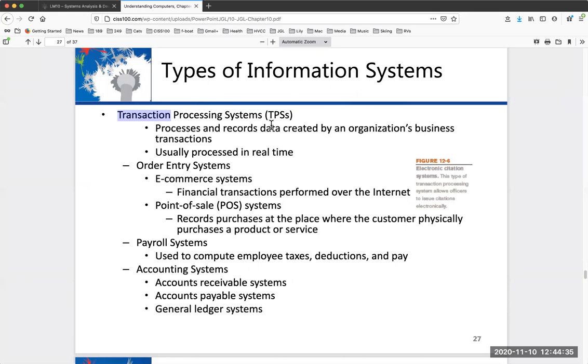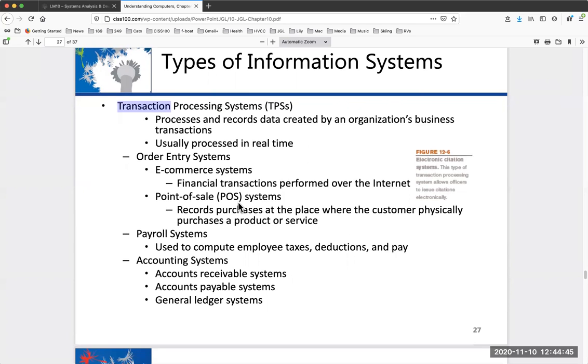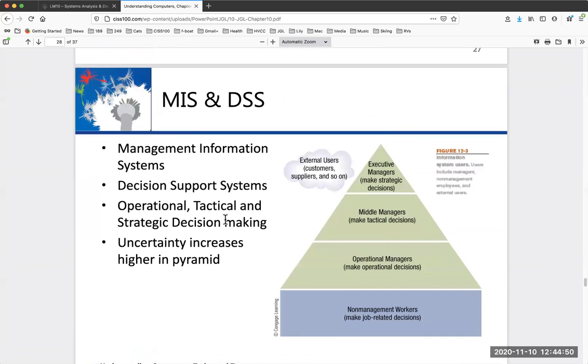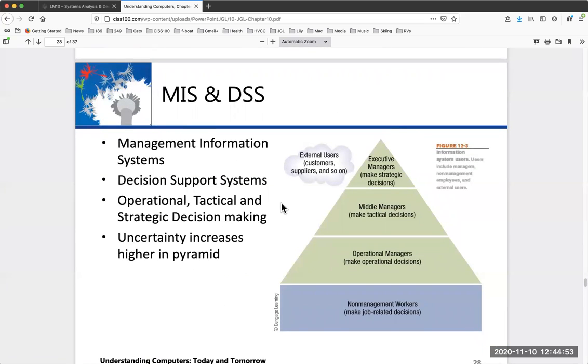Within transaction processing systems, there are many types of applications. Order entry systems, e-commerce, point of sale, okay, naturally, it's understood. Payroll systems, accounting systems. So I'm not going to say much more about that. I'm now going to return to this slide, which the textbook presents early, but I'm going to add some information. Okay? One of the things I mentioned was how information at different levels has a different level of completeness, different level of certainty. There's a temporal component, time-based, to this pyramid as well.